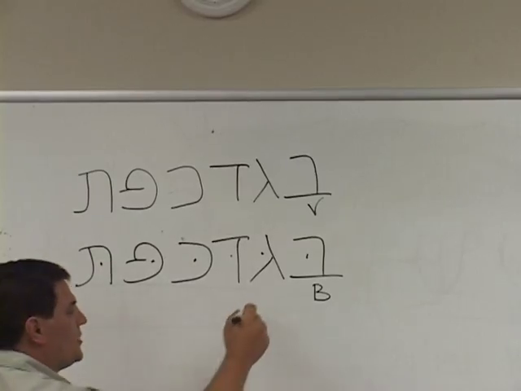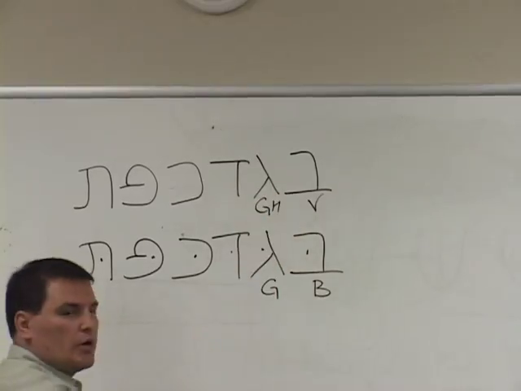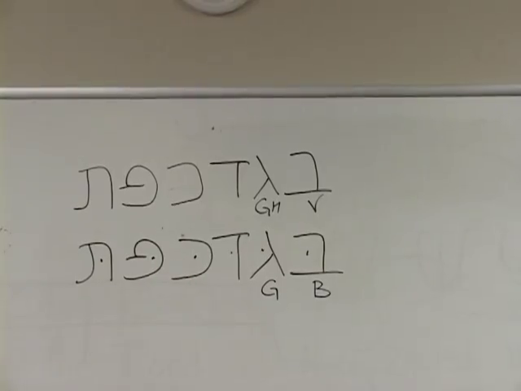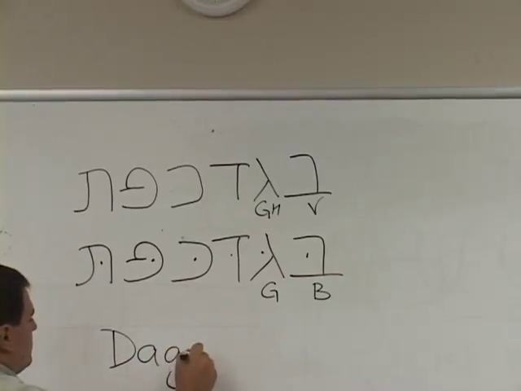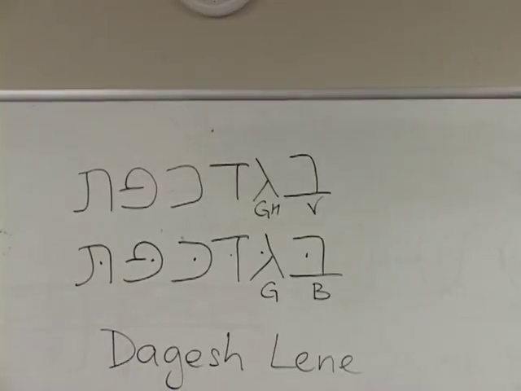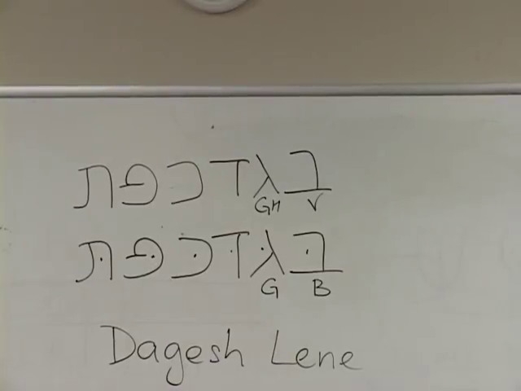G, hard, rough g. In that instance, it's a softer sound. So this little dot is called dagesh lene. Dagesh lene. And what dagesh lene does for the begat kafat letters is make these letters rough or hard sounding.